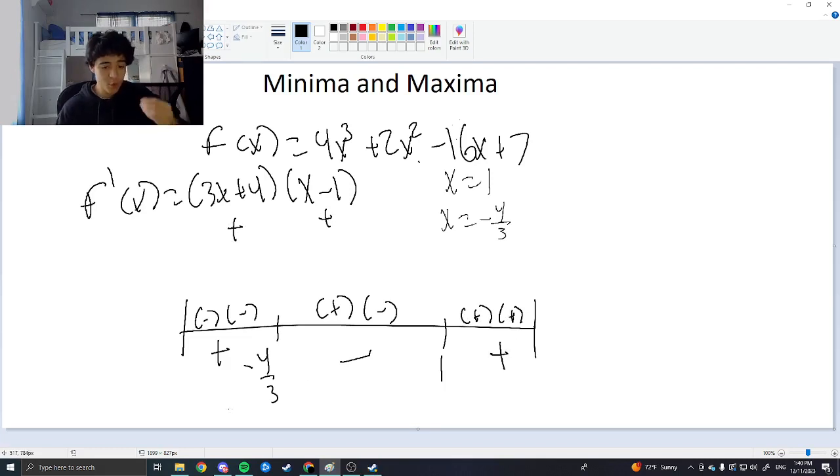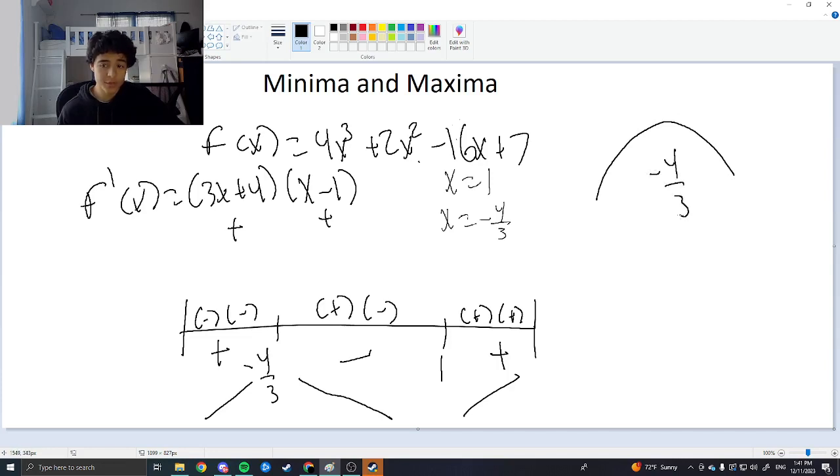So we see the slope here is positive, it's increasing until negative 4 over 3, and then it's decreasing until 1, and then it's increasing again. Since it's changing from a positive slope to a negative slope at negative 4 over 3, you can see that this is a maximum. And since it's changing from a negative slope to a positive slope at 1, you can see this is a minimum. So if you're looking for relative maximums and minimums, you find your critical points, put them in a number line, and see how the slope is changing in between the points.